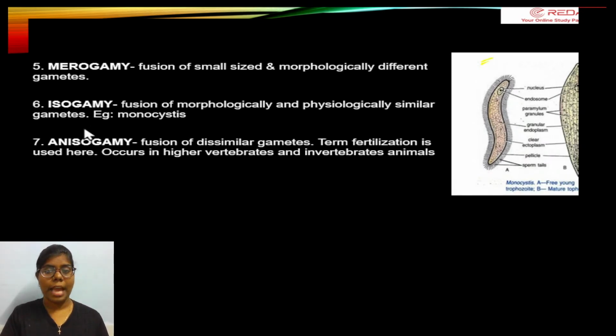A kind of syngamy happens. Example, monocytes. This is monocytes. This is where isogamic type of reproduction is happening. Okay, so merogamy is different, isogamy is the same. Anisogamy is fusion of dissimilar gametes.